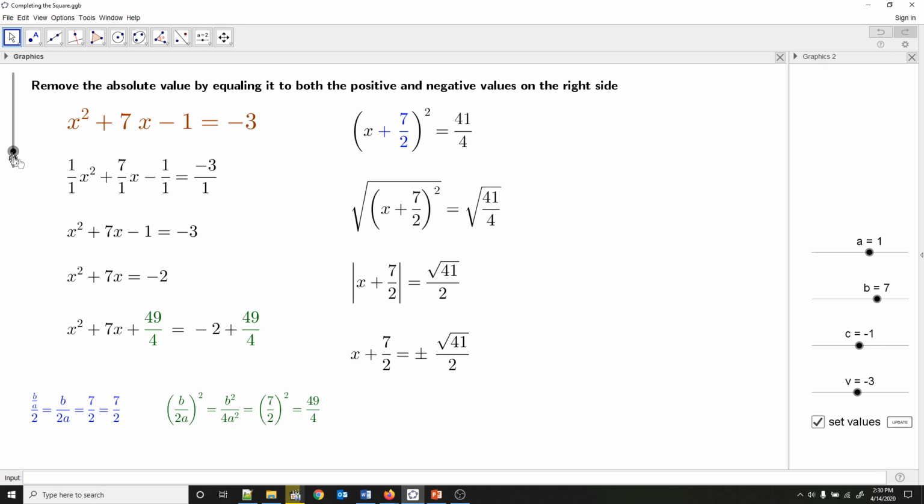When we remove the absolute value and we subtract 7/2 from both sides, we will get x equal negative 7/2 plus or minus radical 41/2. And if you choose to rewrite it, you could write negative 7 plus or minus radical 41 all on top as a numerator, divided by 2 as a denominator. And if that sounds something like you might see in quadratic formulas, there's a reason for that.